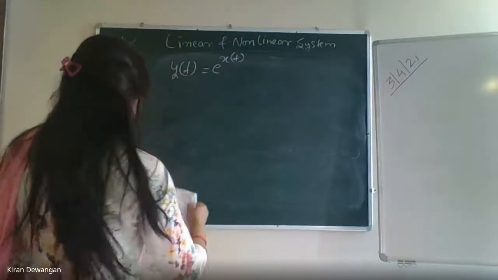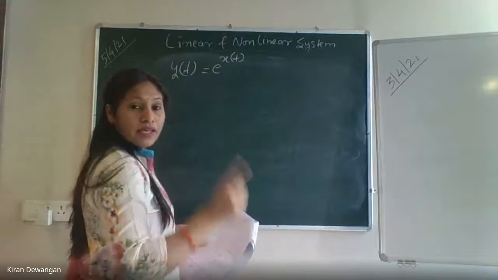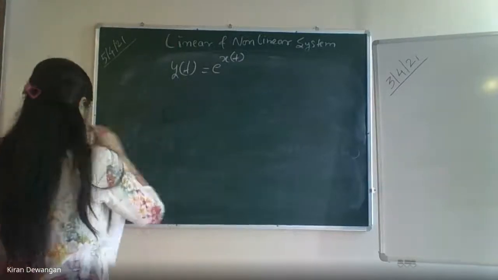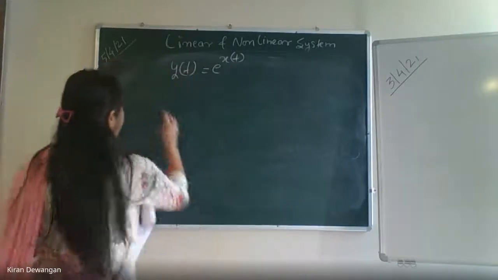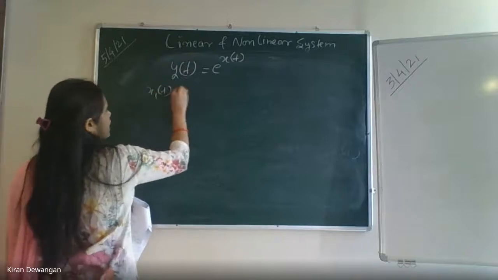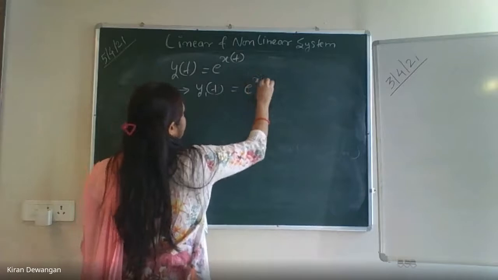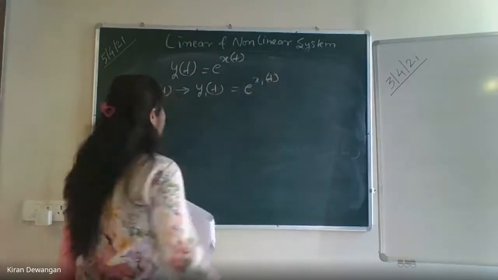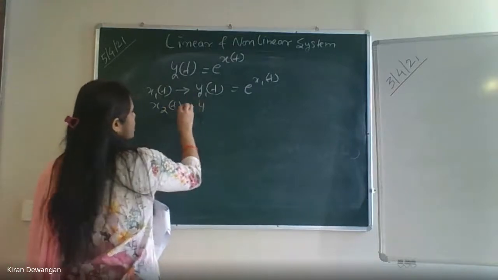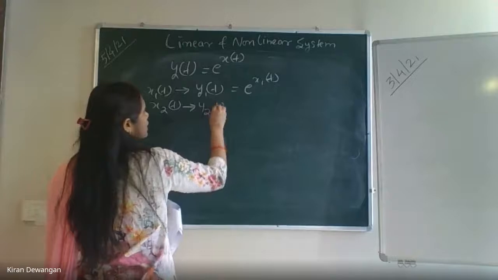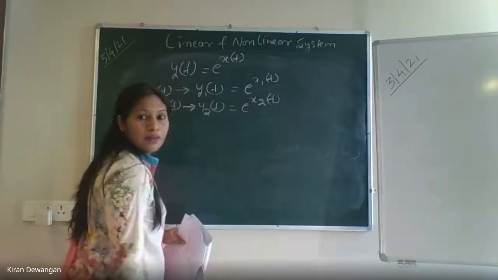Can you check it? yt is e to the power xt, ठीक है? Now if the input is x1t, the output will be y1t and it is going to be e to the power x1t. Now if my input is x2t, this is producing an output y2t. And this will be e to the power x2t.